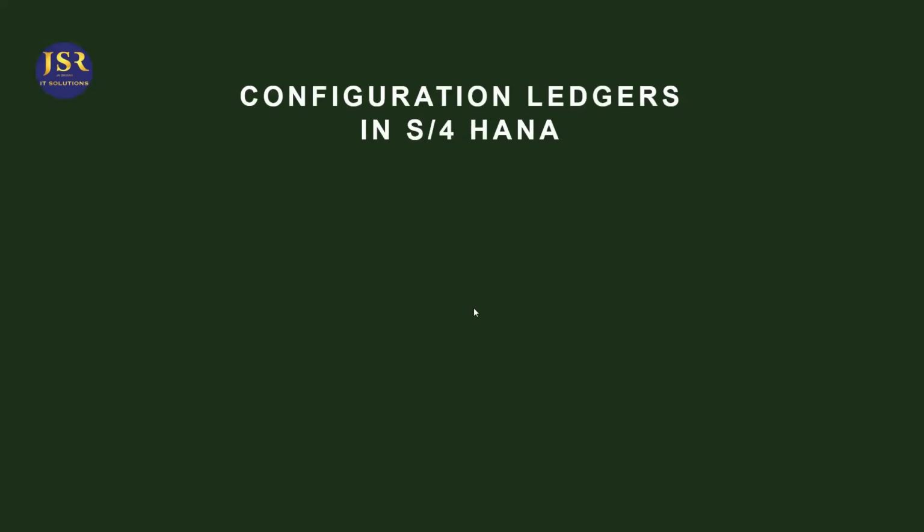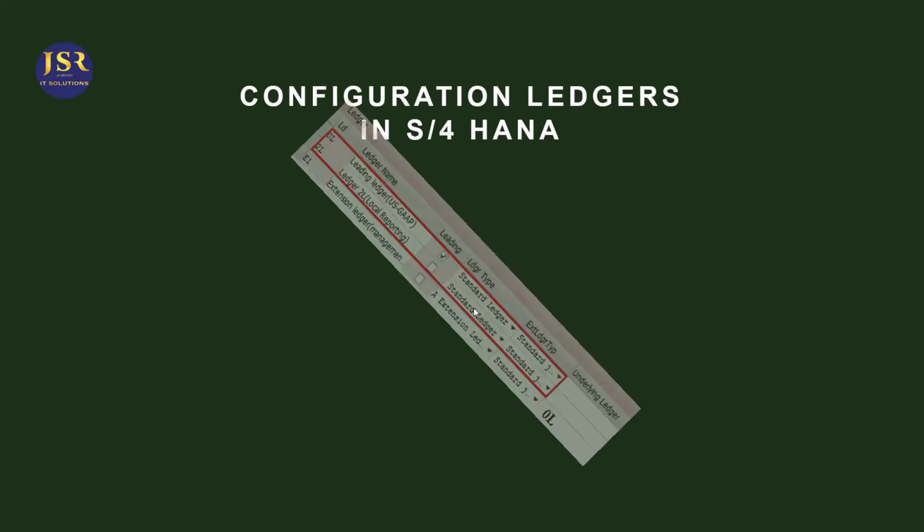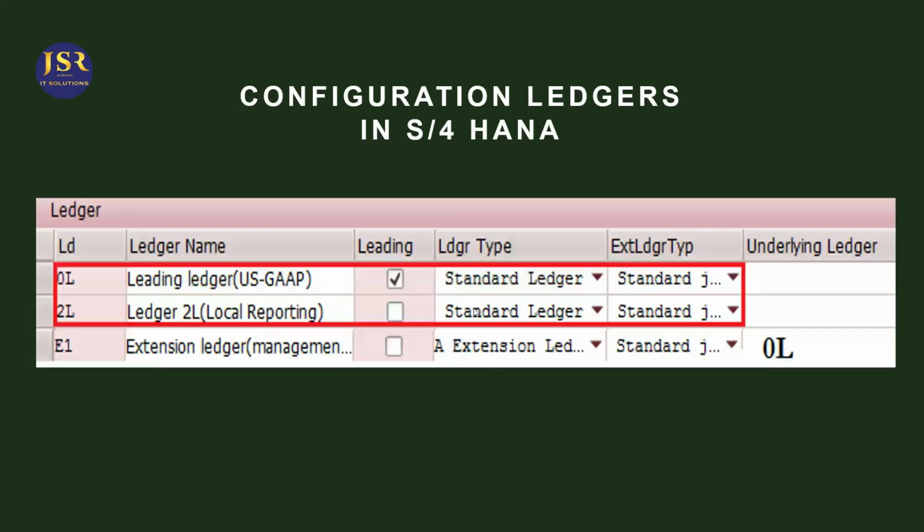Here is the database level, or what is the impact on it. Sorry, here is the configuration, how to do it in S4HANA. For ledgers, we can do configurations here for the leading ledger and 2L, as well as the E1 ledger. In the E1 ledger there is an underlying ledger. Underlying is nothing but the reference you are creating for the extension ledger. I need to tell the system. The word itself, underlying, is nothing but either the leading or a non-leading ledger.